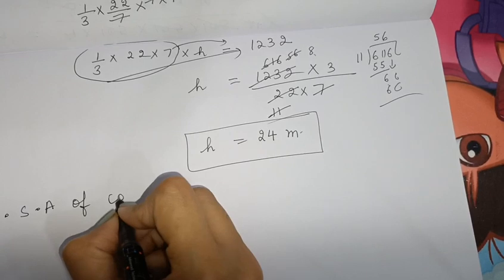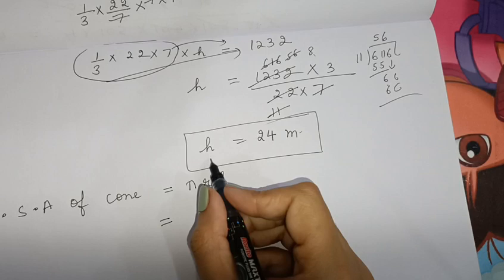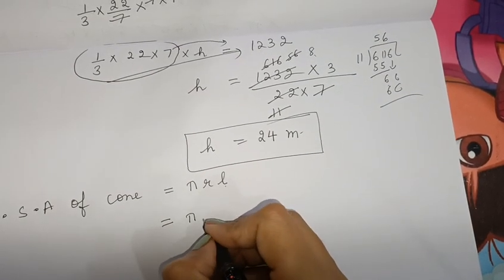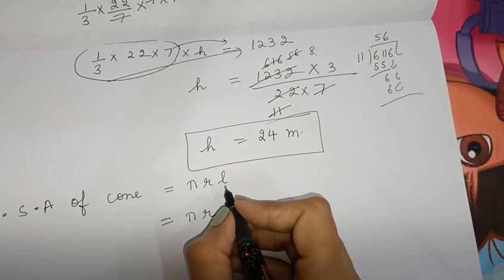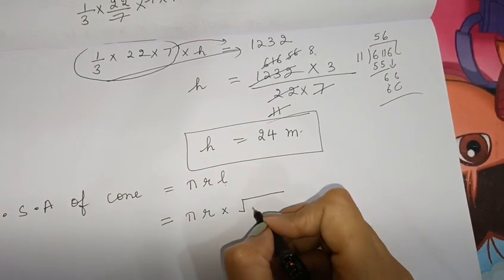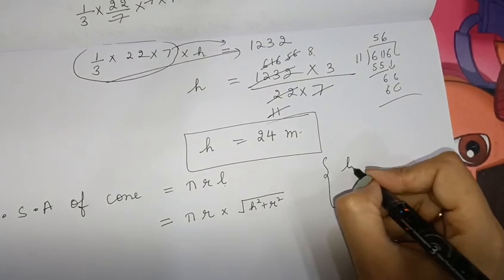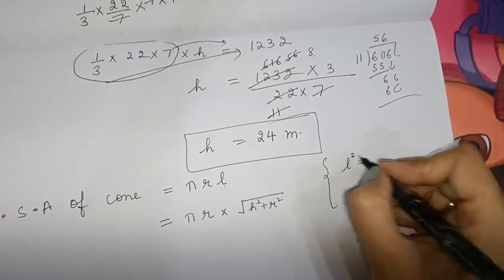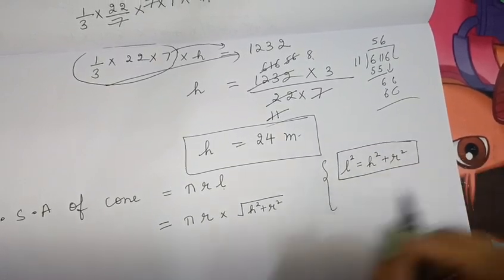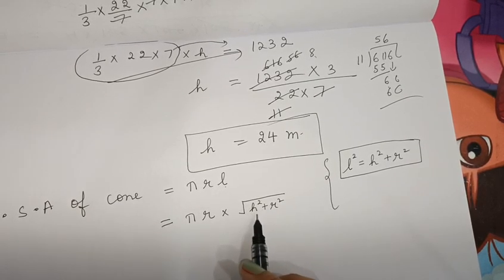See, curved surface area of cone, we know the formula. The formula is π r L. But now we don't know L's value. So what we will do, L's value we will find. While discussing formulas also, I have told you L value is under the root h² plus r². Direct formula, try to remember. So the relation is L² is equal to h² plus r². This is from the Pythagoras theorem. Directly also, if you want, you can remember L is equal to under the root h² plus r².